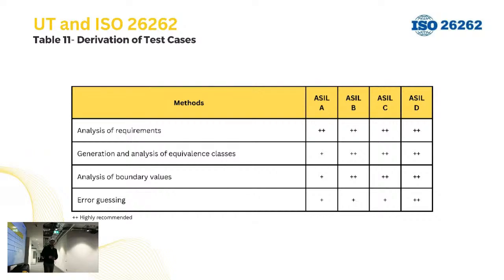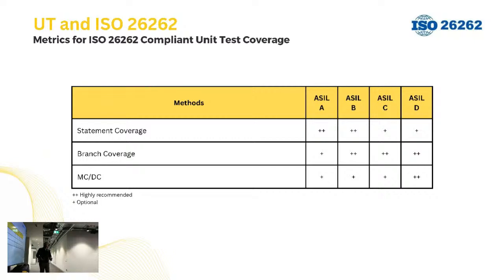The same thing about how to derive my test cases. I'm looking at my unit, at my code, and I need to derive test cases. Will I use equivalence classes, boundary values? What should I use? ISO 26262 helps again. We can see ASIL A, where analysis of the requirements is recommended, but the others are not mandatory. Boundary values, equivalence classes, error guessing, optional. Requirements, test requirement, that's okay. No error guessing, nothing more. But for ASIL D, critical safety, they recommend all of them again.